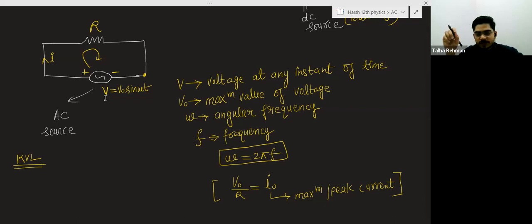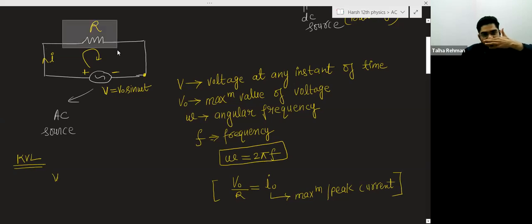according to the Kirchhoff's voltage law, the algebraic summation of the voltage along a closed loop is equal to zero. So when you move from here to here, this will be the potential difference V, and you will take it positive. Why are you taking it positive? Because you are moving from lower potential to higher potential.